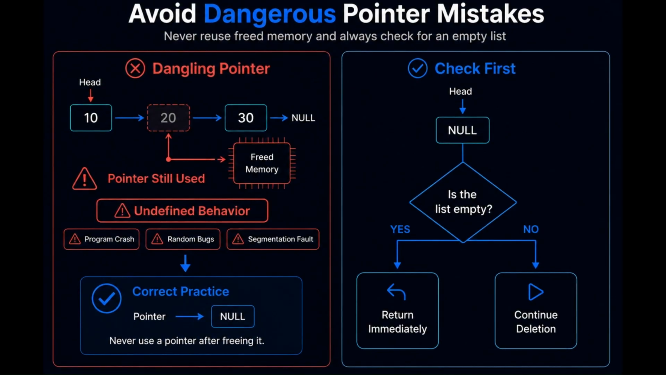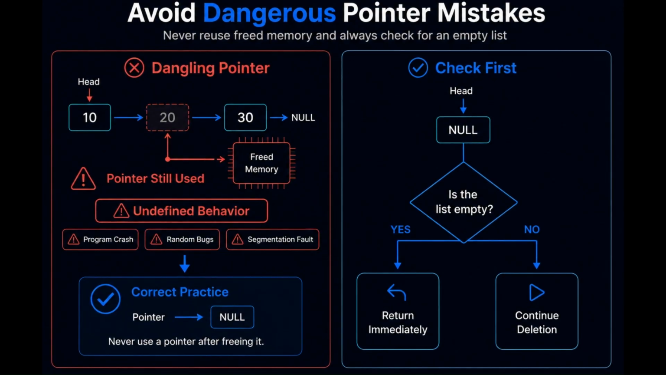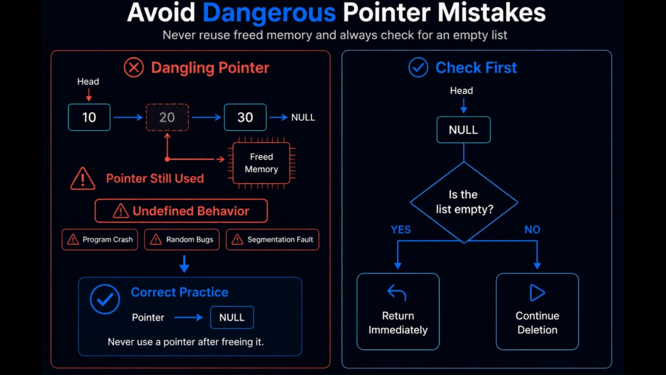Another common mistake is forgetting to check whether the linked list is empty before attempting a deletion. Imagine trying to remove a node from a list that doesn't contain any nodes at all. If your program immediately starts accessing data that isn't there, it will almost certainly crash.